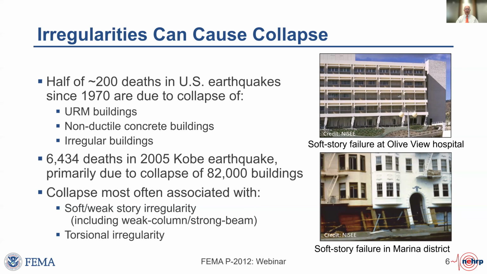Of the deaths in the Kobe earthquake in 2005, most of the deaths were due to the collapse of buildings. And when we dig in and look at those collapse statistics and the performance that's associated with it, most often those collapses are associated with either soft or weak story irregularities, which may include the weak column, strong beam variant we'll talk about in more detail, and torsional irregularities. So those irregularity types are most often associated with collapse.